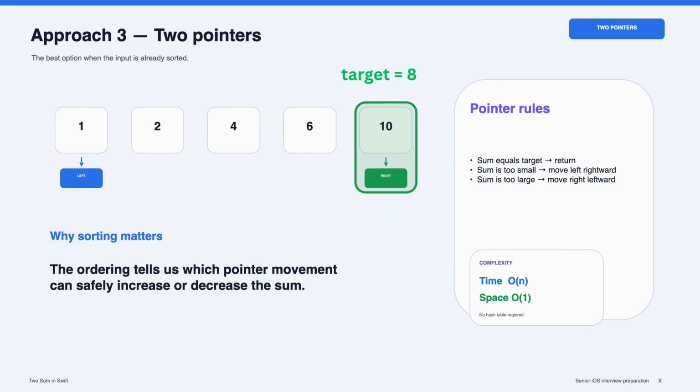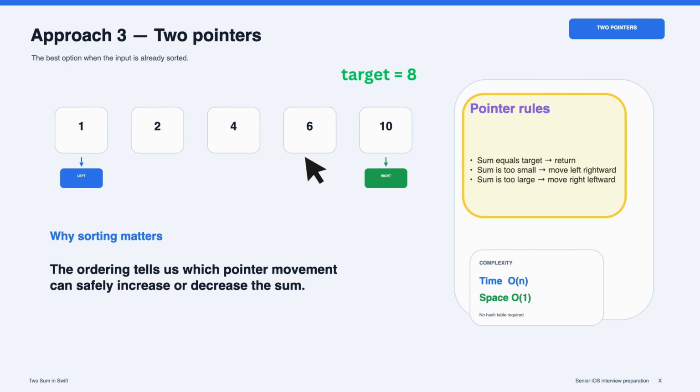Our target is 8, but the current sum is 11. The sum is too large. So we need a smaller value. Because the array is sorted, moving the right pointer one position toward the left gives us a smaller number. The right pointer moves from 10 to 6.